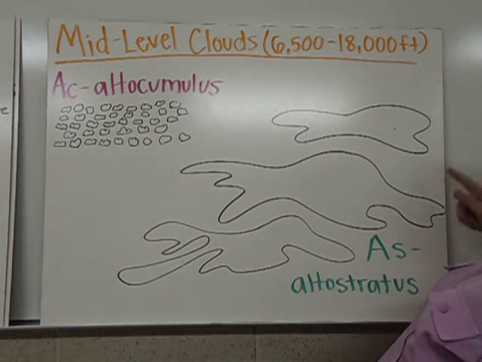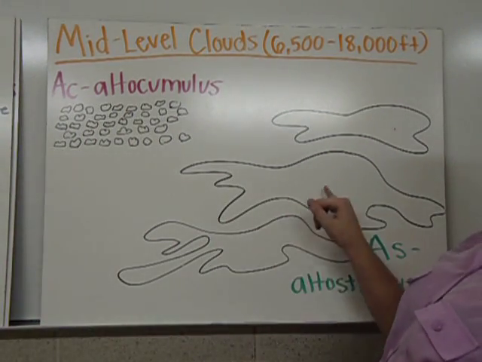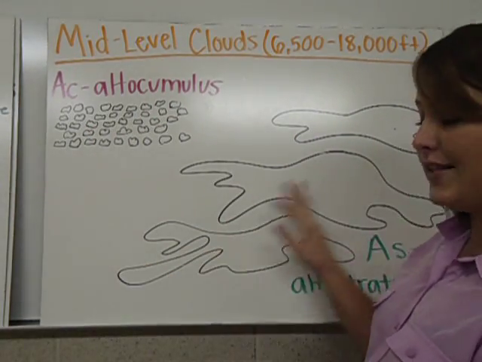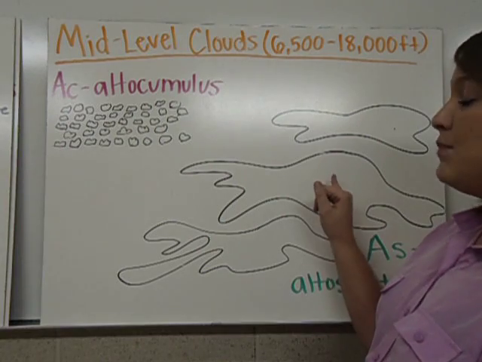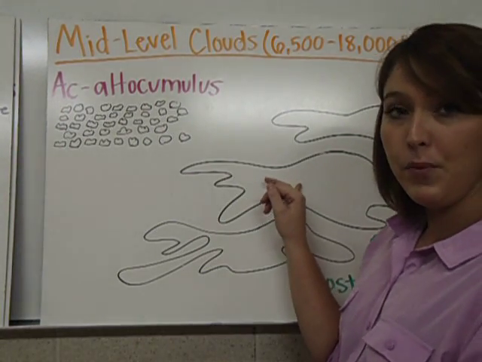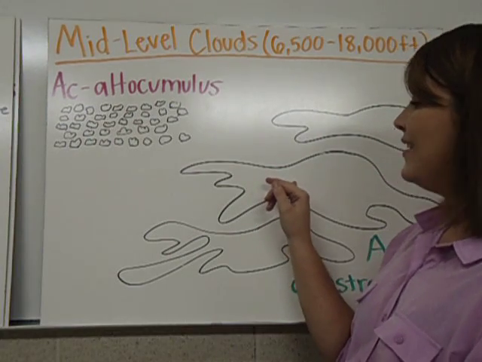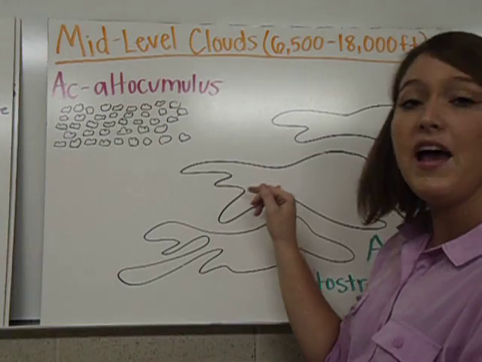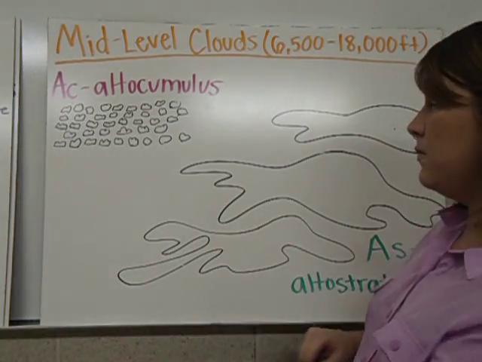This is the altostratus cloud. These are made up of both water droplets and ice crystals and cover huge areas in our atmosphere. These may foretell precipitation, meaning when you see these, there might be precipitation to follow, but they produce very little precipitation. So you won't see a heavy rain from these types of clouds.